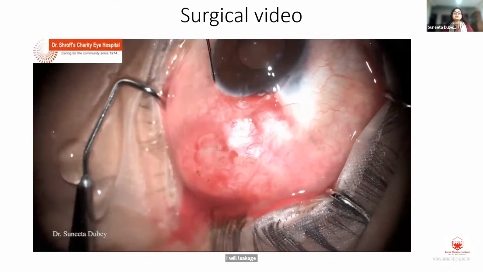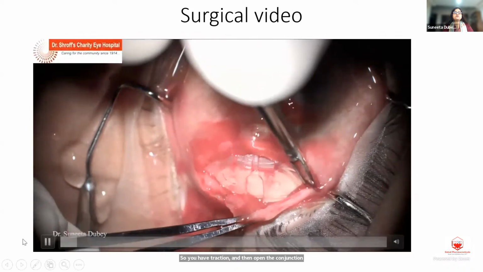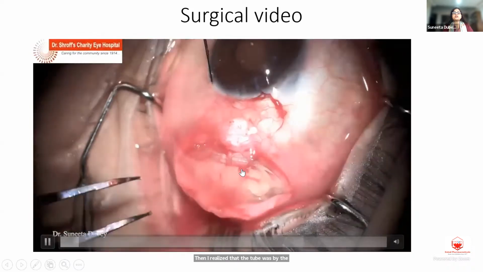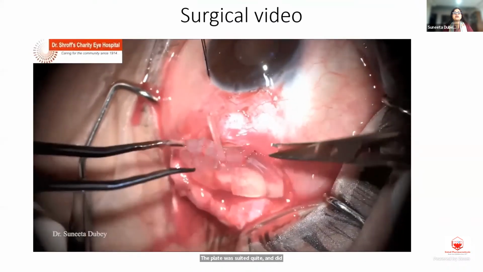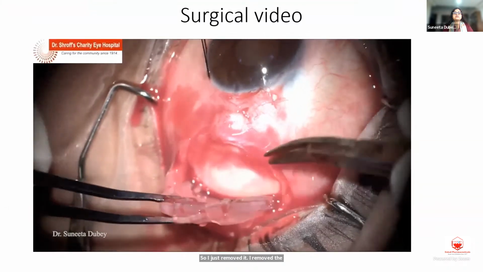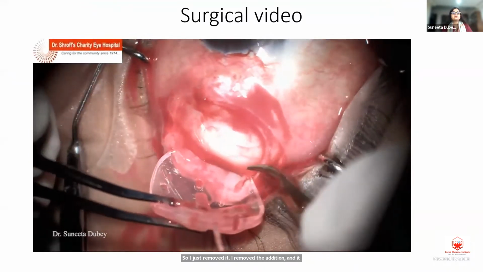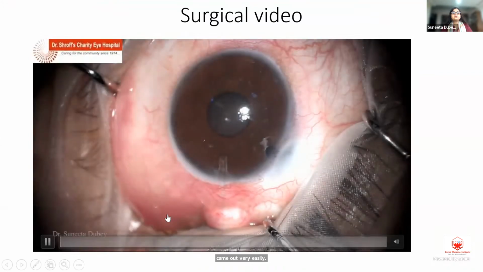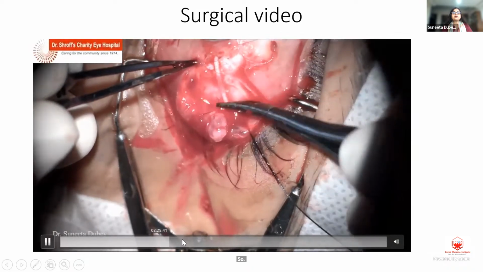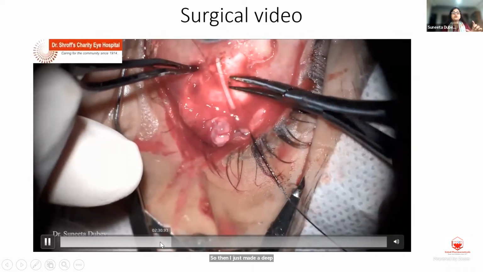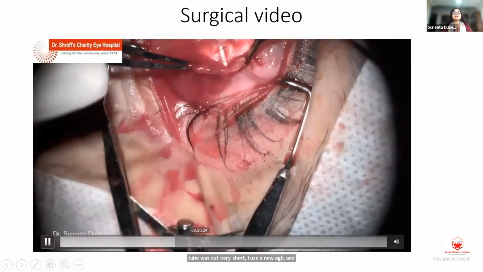So here, traction suture, and then opened the conjunctiva. Then I realized that the plate had been sutured quite anteriorly by the previous surgeon. So I just removed it. I removed the adhesion, and it came out very easily. So then I just made a deep pocket, and since that tube was cut very short, I used a new AGV, and then the rest of the procedure was the same.